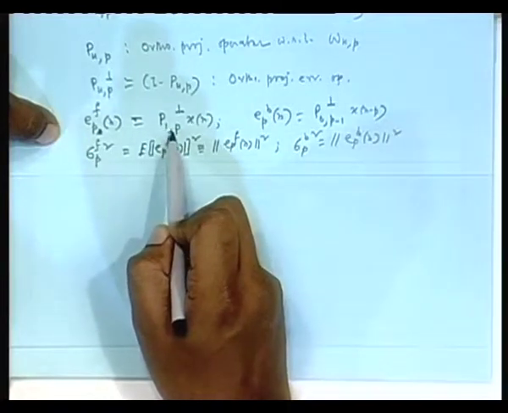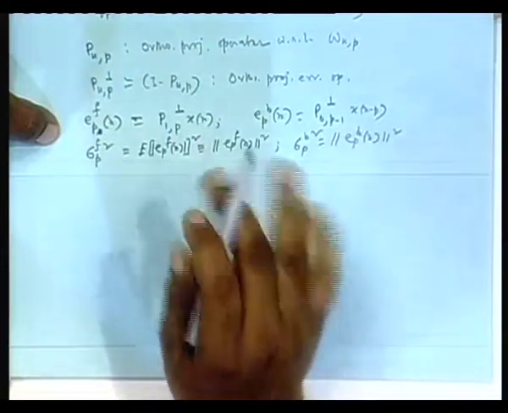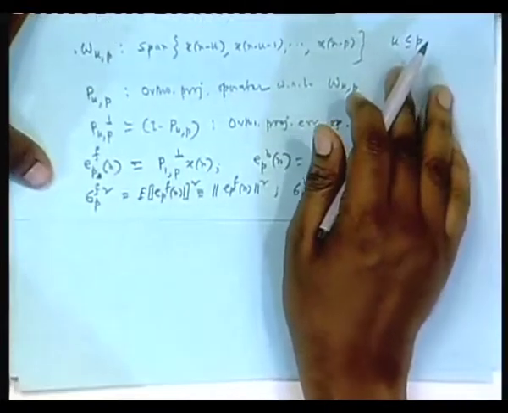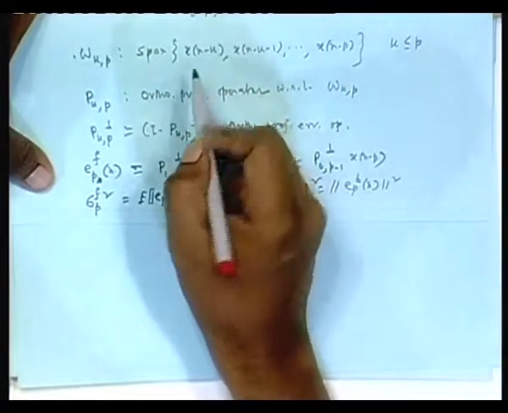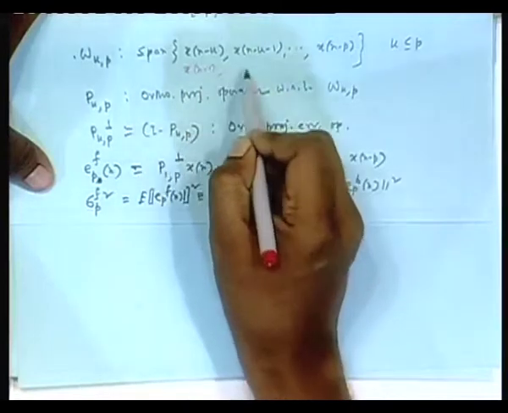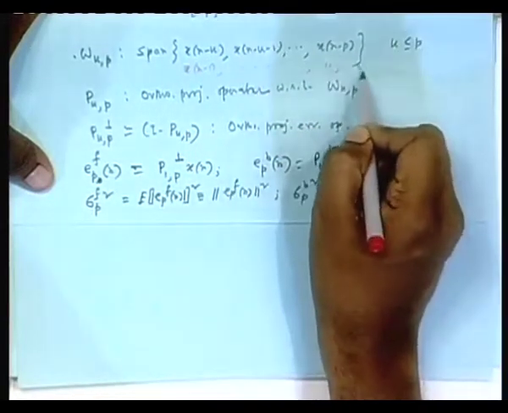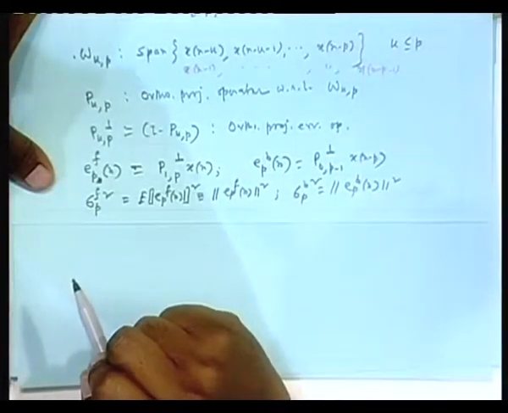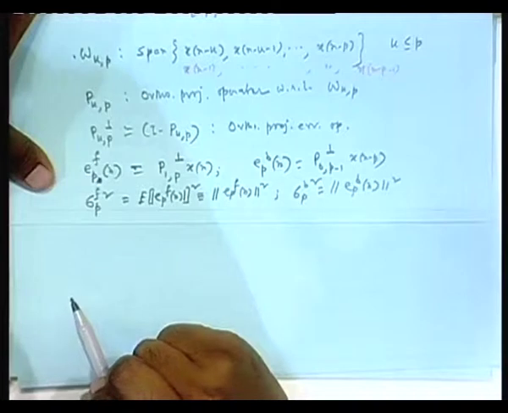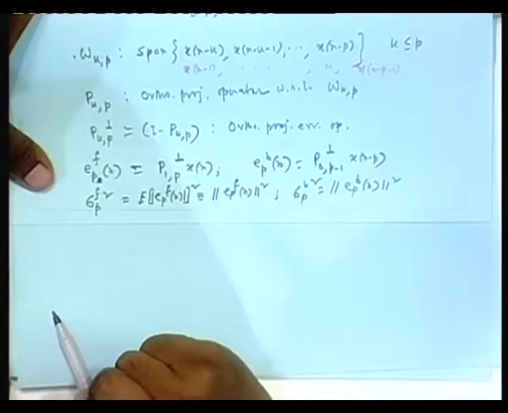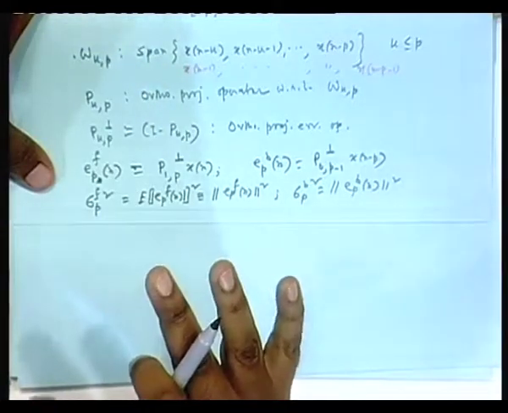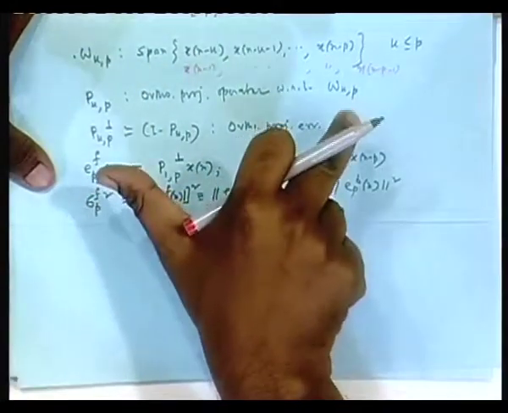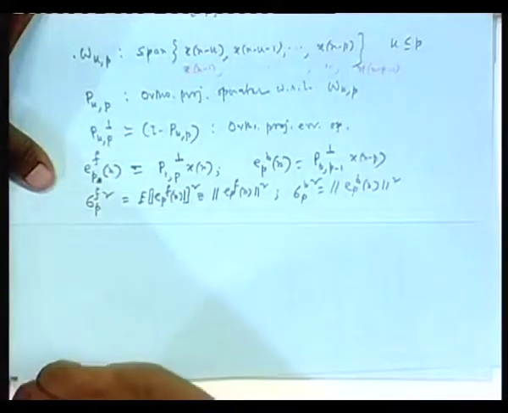X n minus 1 dot dot dot up to x n minus p minus 1. Okay. X n minus 1, it will go up to here, like x n minus 1 dot dot dot this term and one more term. This space I will try to write as an orthogonal decomposition, so that the projection on that can be written as a summation of 2 projections. Now, how will I do that?